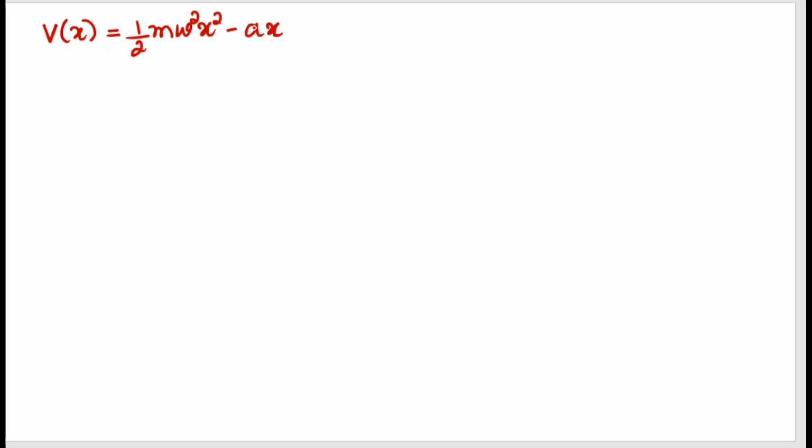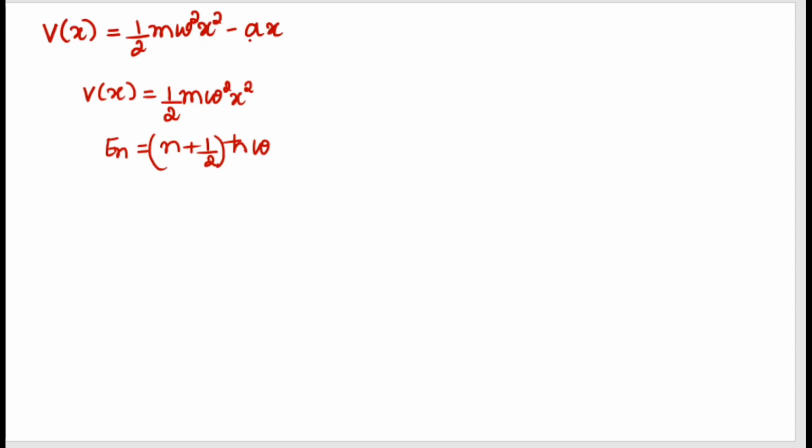Now, how we need to solve this problem: for simple harmonic motion, we have the potential V(x) equal to half m ω² x². We got the energy eigenvalues for this to be En, a standard value: (n + 1/2)ħω. This is the formula for simple harmonic motion. The energy eigenvalues will be (n + 1/2)ħω.